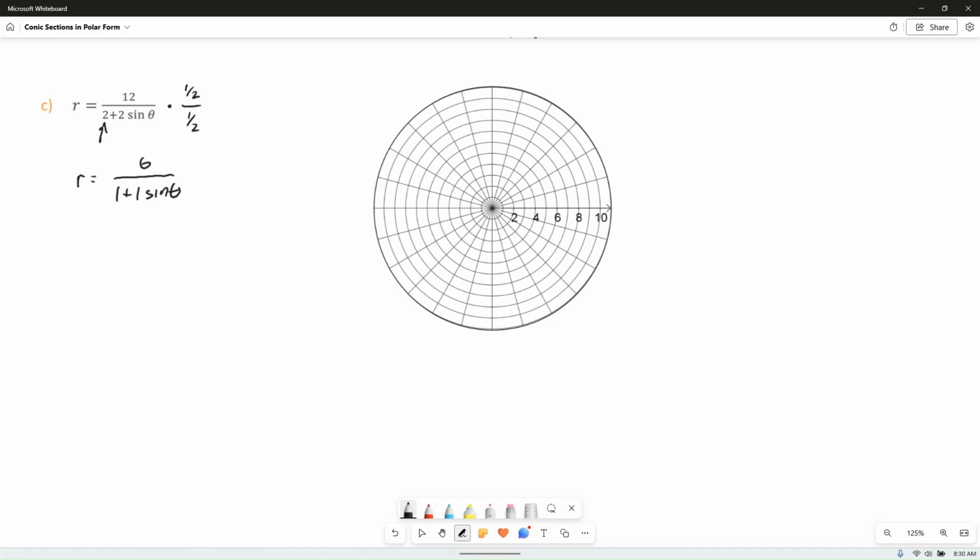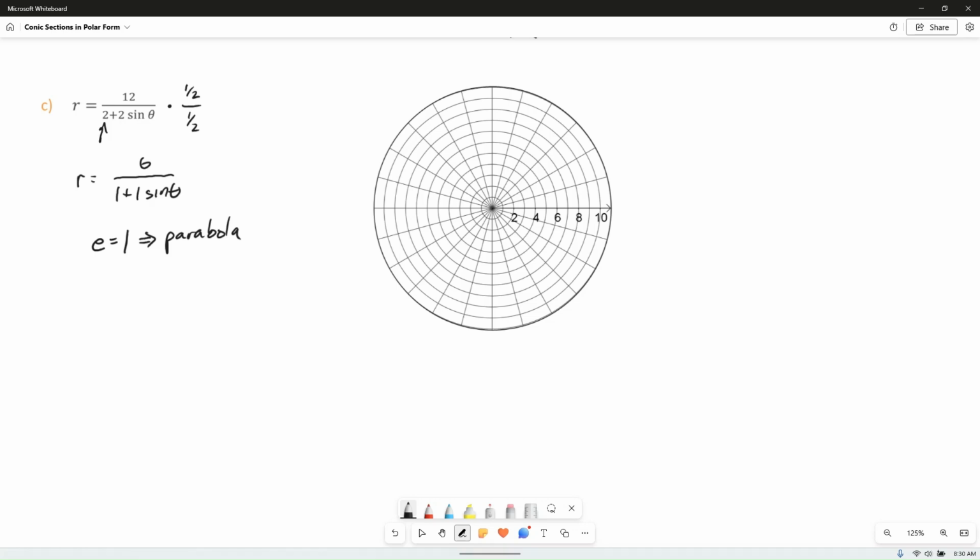Okay. So let's start with the eccentricity. The eccentricity, remember, is the value right in front of the sine or the cosine, which in this case is just a 1. So we know the eccentricity is a 1. And the nice thing about that is if the eccentricity is a 1, that means we have a parabola. Right? If the eccentricity is less than 1, we have an ellipse. If it's equal to 1, we have a parabola. If it's greater than 1, we have a hyperbola. Okay, so it's going to be a parabola this time.